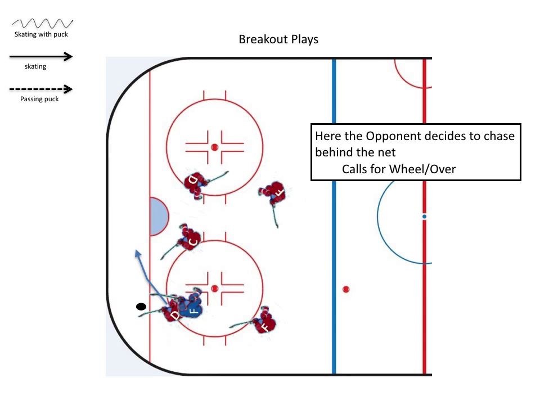In this setting, the opponent decides to chase him behind the net, and appropriately he calls for either the wheel or the over breakout play. So wheel would mean that he just simply skated completely around the net and continued up the ice if nobody pressured him. The overplay would be a pass either to the defenseman who dropped back, or preferably to our other winger who's going to go to the half boards.